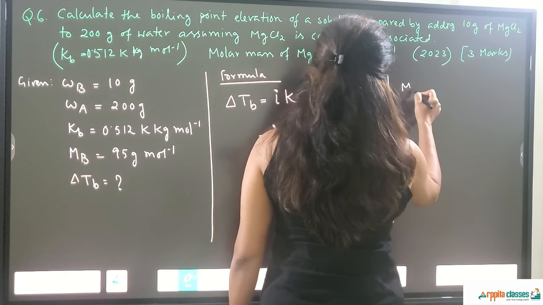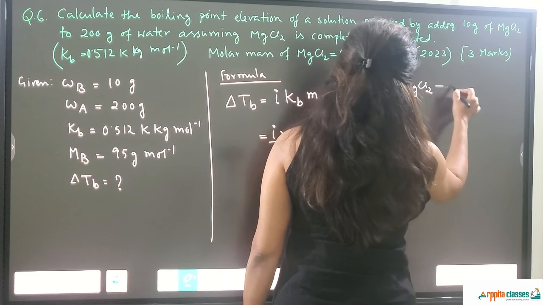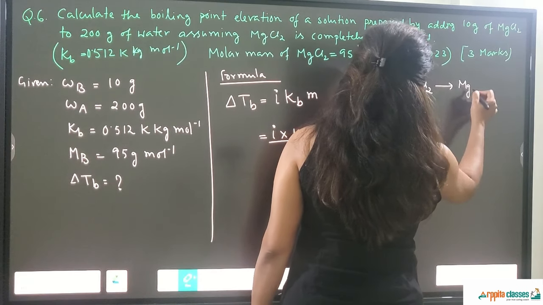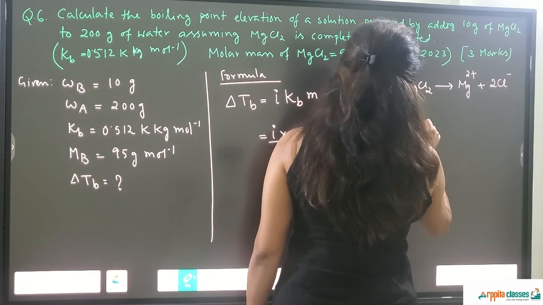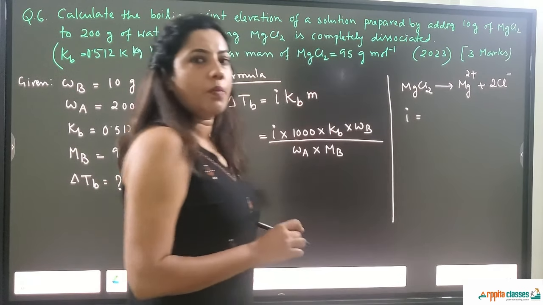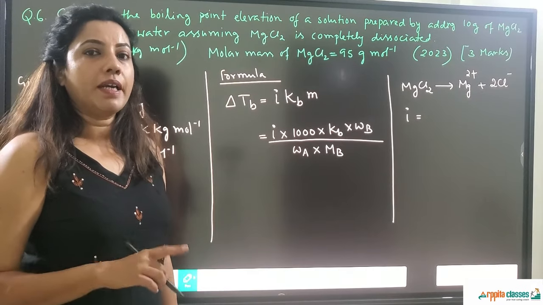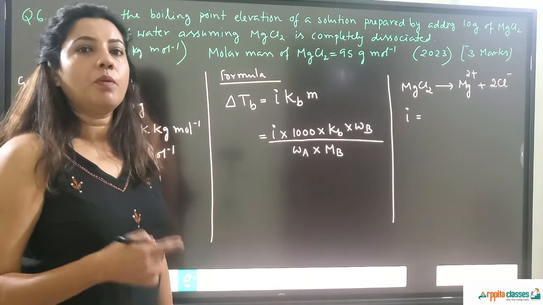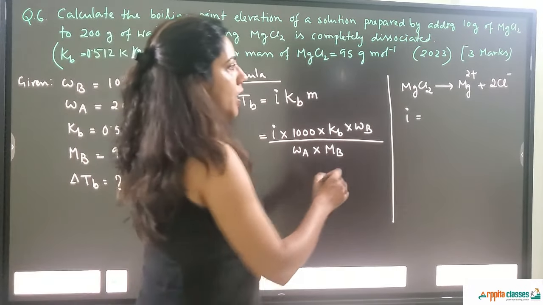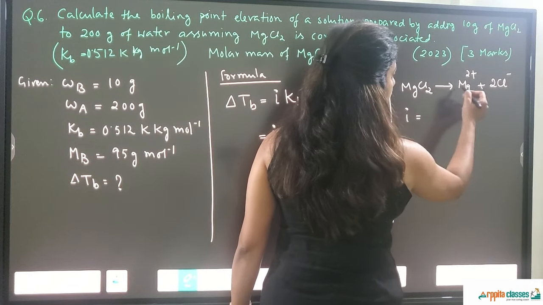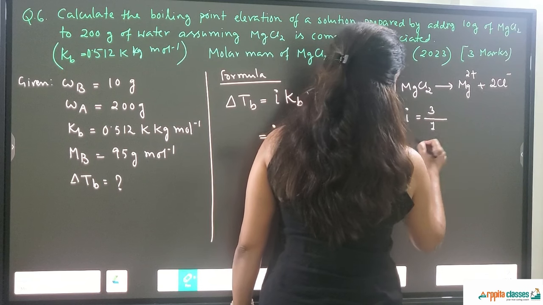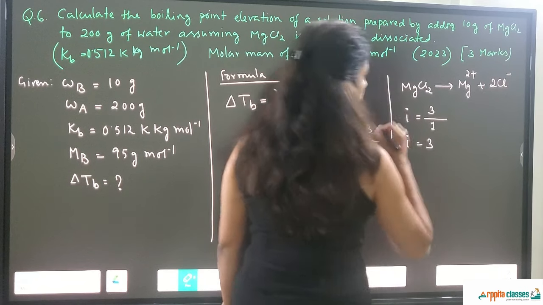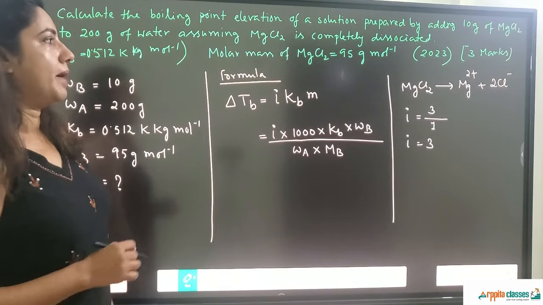So MgCl2 is completely dissociated. When MgCl2 is completely dissociated, it gives you Mg2 plus and 2Cl minus. So here we can see i is equal to the number of moles of particles after dissociation divided by the number of moles of particles before dissociation. After dissociation it is 2 plus 1, 3, and before dissociation it is 1. So the value of i will be 3 over here.